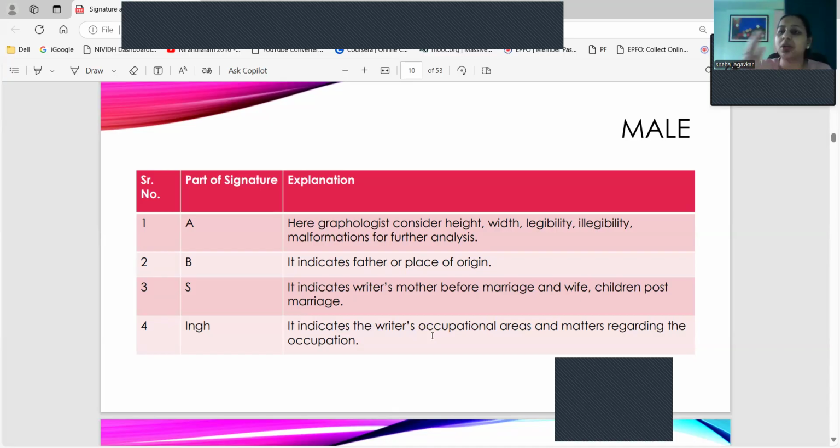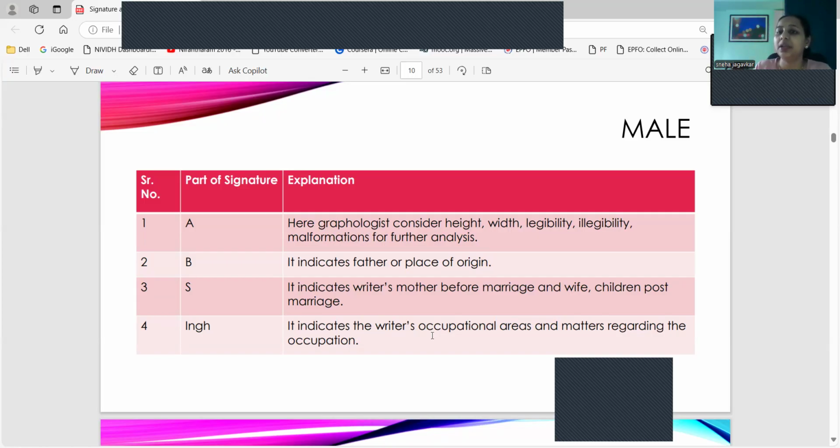We are not going to get to know if the person is a doctor or an engineer or a CA or a dancer or a musician or a philanthropist. We will not be understanding that part from the signature. Let me be very clear with this.